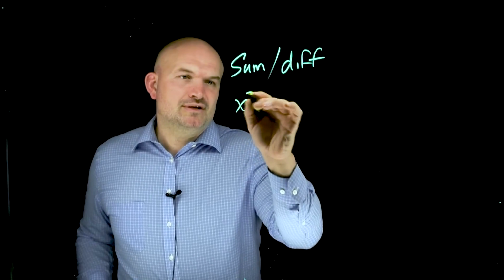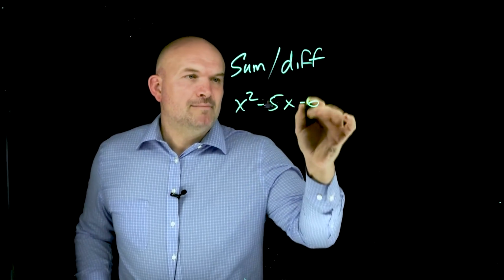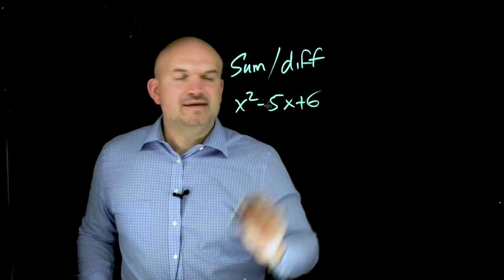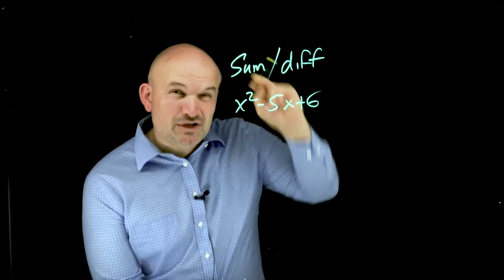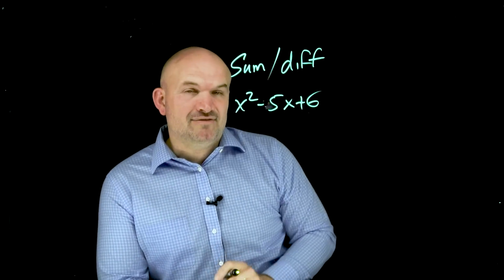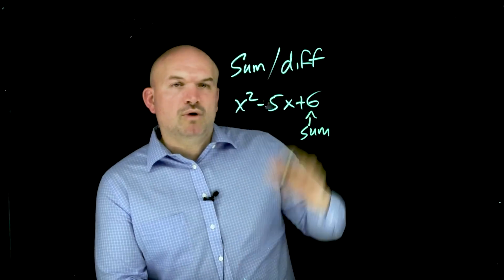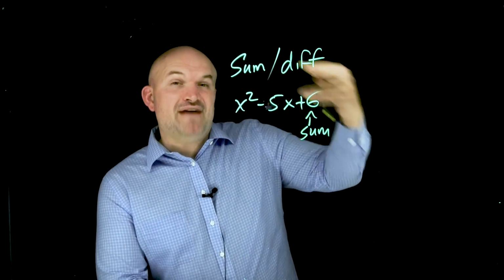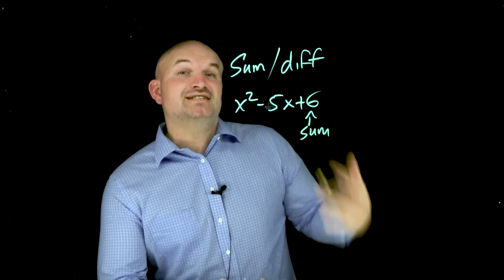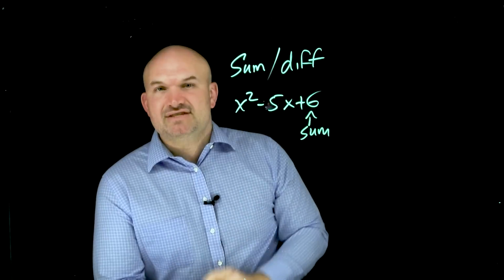If I had the expression x squared minus 5x minus 6, let's change it to plus 6. The important thing that I want you to understand is when your last term is going to be positive, that means sum. And what do I mean by sum? Well, we want to look at the factors of 6. We're looking for the sum of them that are going to add to give us a negative 5.